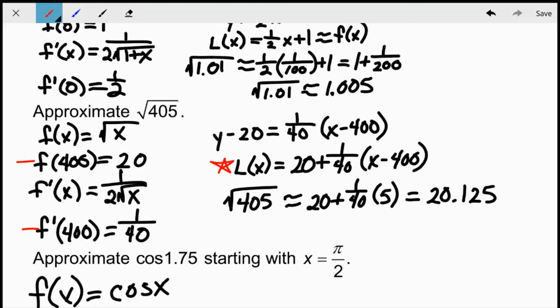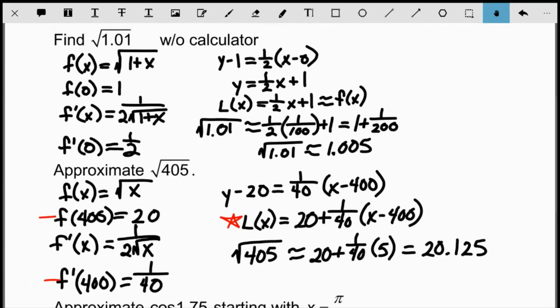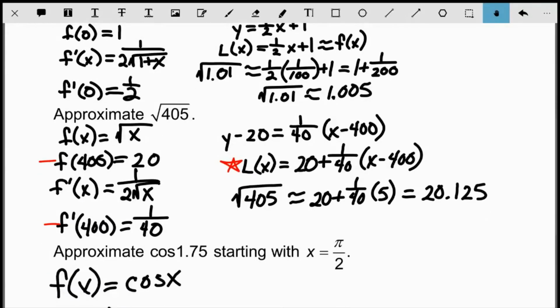Now, if you notice on the last one, we didn't go very far from the center point. Our center point was at 0 for that one. We went 0.01 units away, and we got an error that was very small. Well, this one, we went 5 units away from the center point because the center point was 400. And I went 5 units away, and I actually got an error that's pretty comparable to the previous problem.